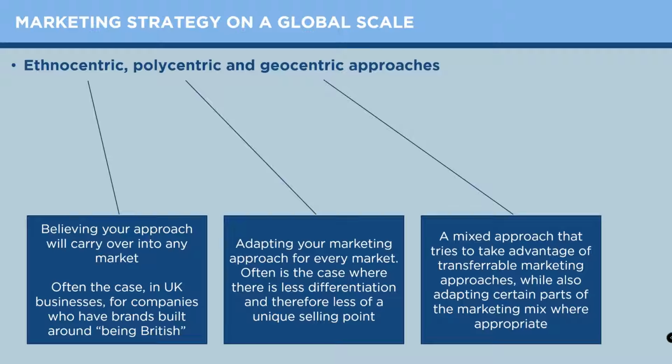So an ethnocentric approach is where a business believes that they can use the same marketing approach. So we think about our marketing in terms of our 4 Ps, and they can take that to any country, and it should have some level of success. Polycentric is the opposite of that. Polycentric is where you are focused on adapting your marketing approach for each market that you enter.